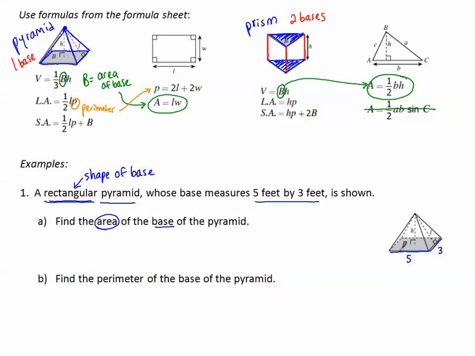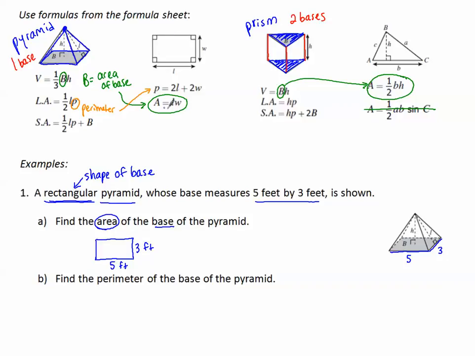So I see the base is a rectangle. I'm going to draw that separate from the picture, just the rectangular base. 5 feet on one dimension, 3 feet on the other dimension, the length and the width. So I know that I need the area of this rectangle.